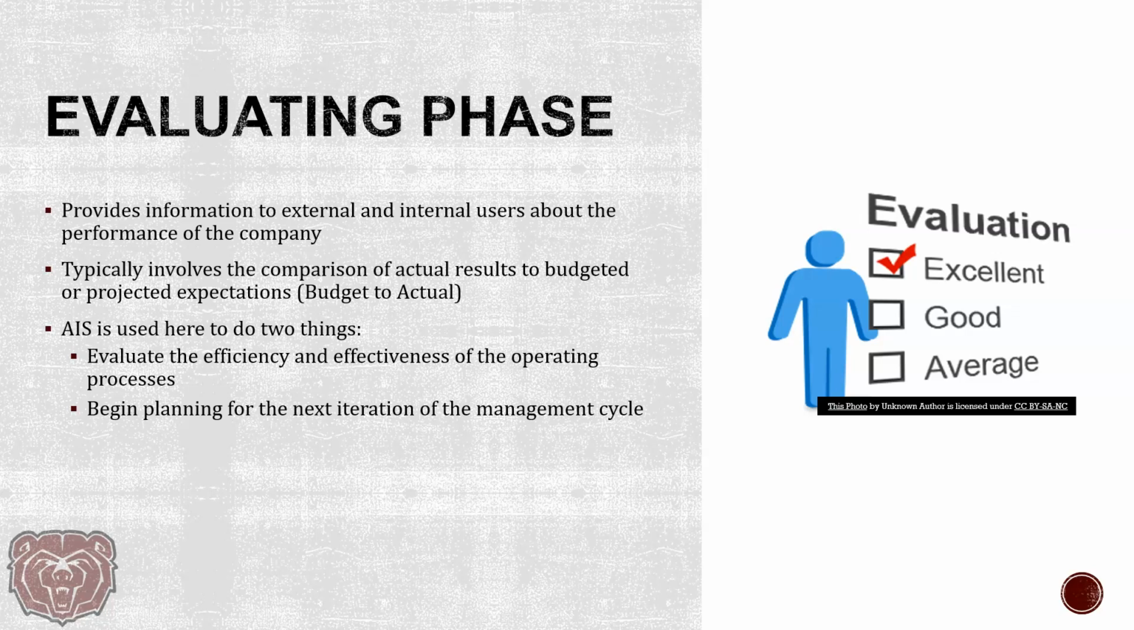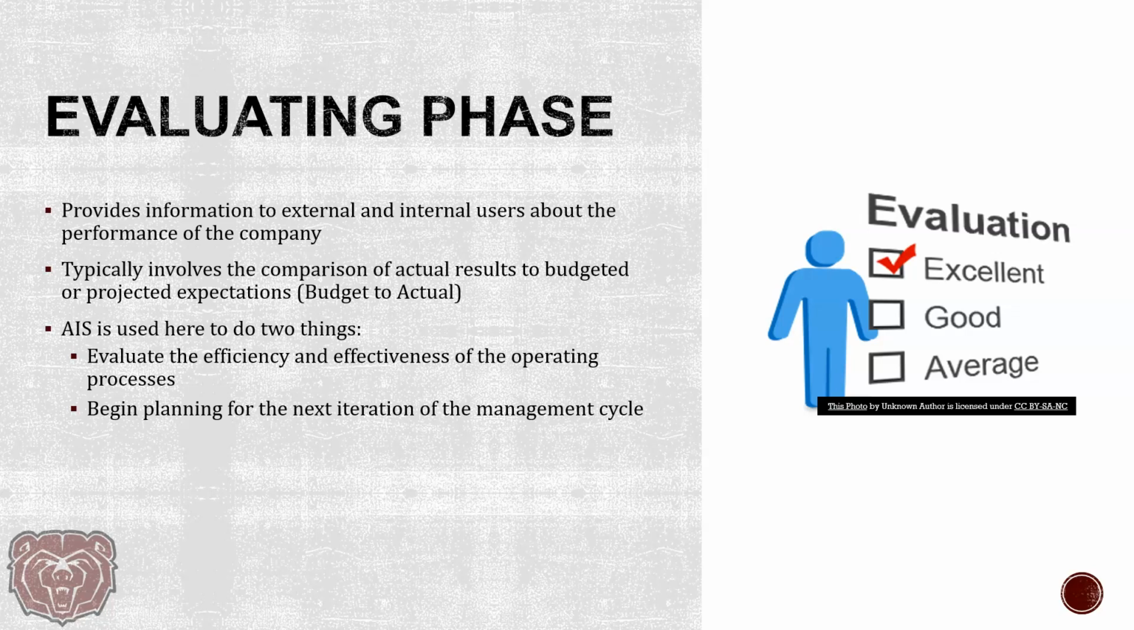Was it a favorable variance? Was it an unfavorable variance? This is where a lot of the changes come. Typically, you'll see this just called budget to actual. So if you see the term budget to actual, or I say the term budget to actual, this is what I'm talking about: comparing your budgeted or projected expectations to what actually happened.